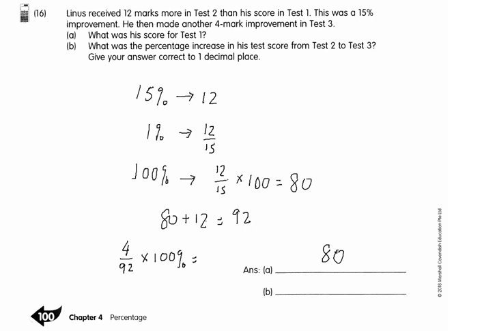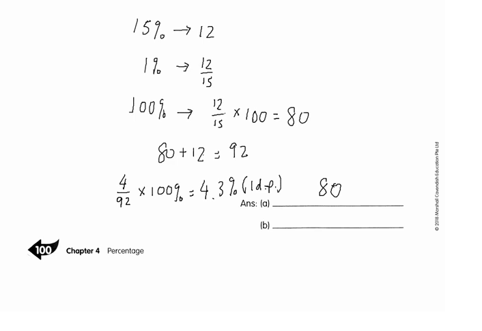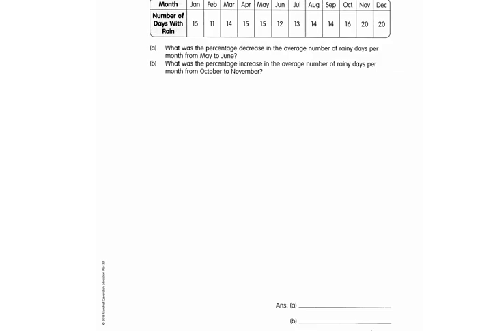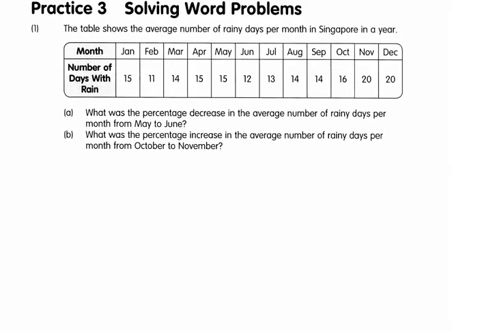4.3%. You know how you get it? 4.3%. You need to write 4.3%. And you need to write 1 decimal place. So please write down 4.3%. Okay, please, next question. Okay, next question.